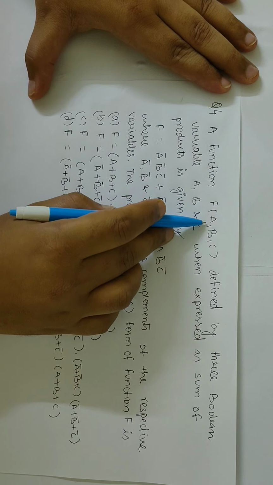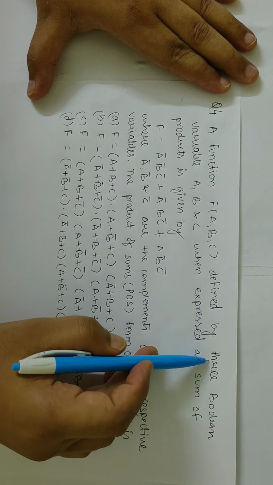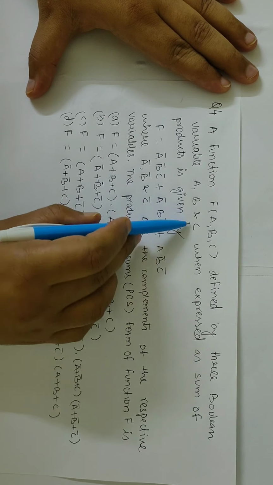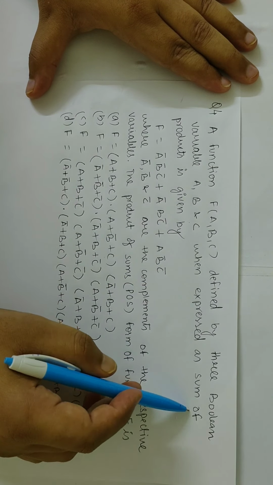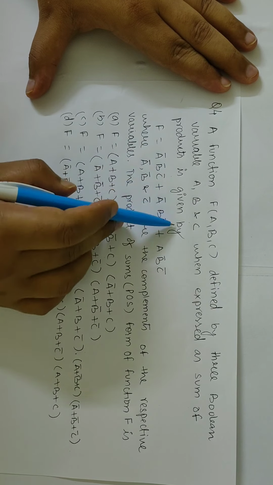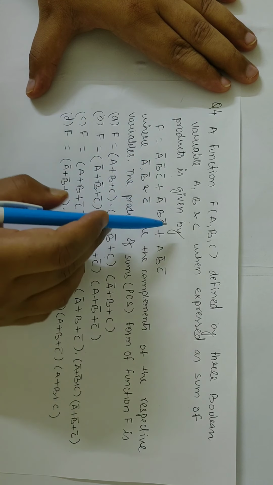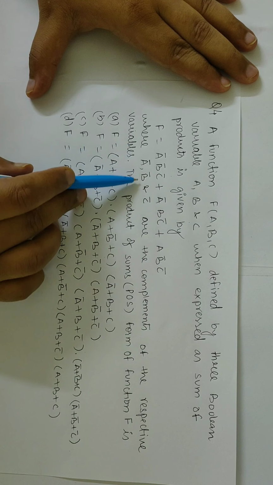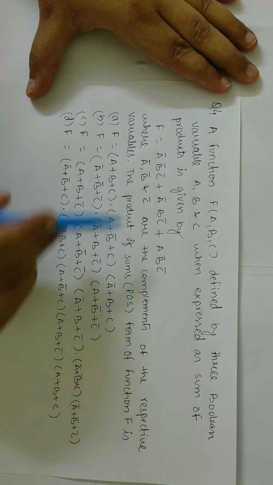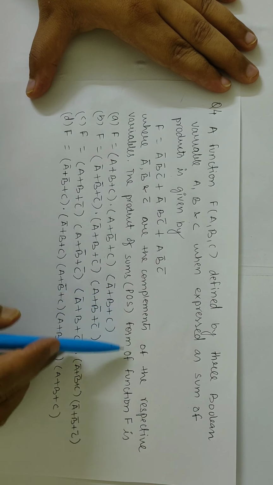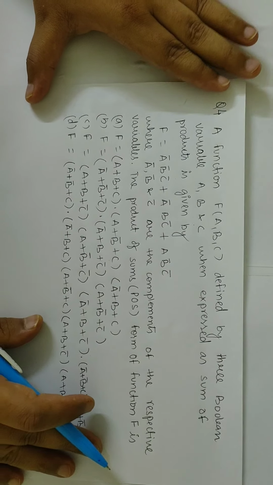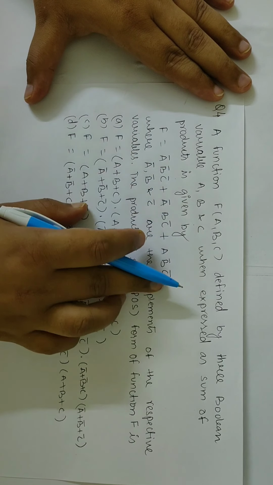A function f of a, b, c defined by three Boolean variables a, b, and c, when expressed as sum of product, is given by f equal to this, where a bar, b bar, and c bar are the complements of the respective variables. The POS form of the function is, okay, he has given the SOP form.